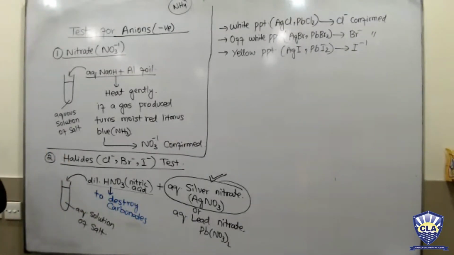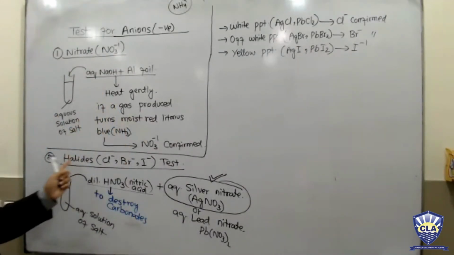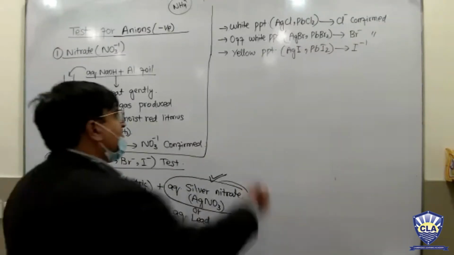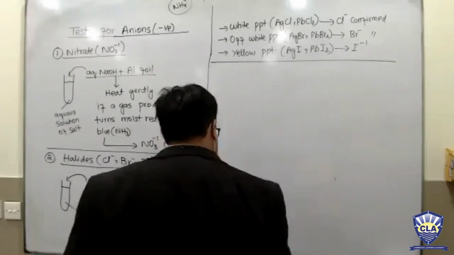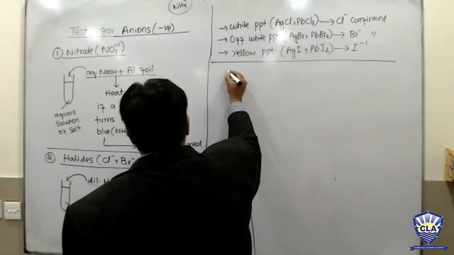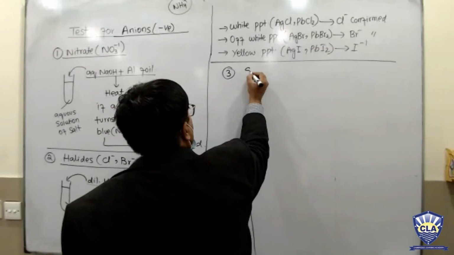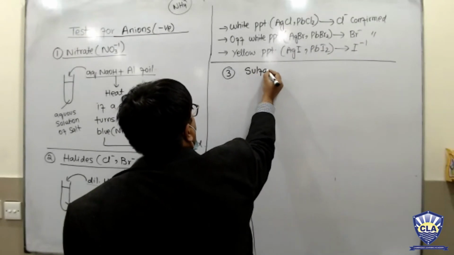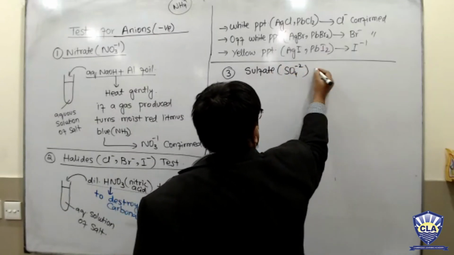Yes, sir. So up till now, we have done two tests for the anions: nitrate, and the second one, halide. So if this test is not being done, then what should you do? You should do your third test, and the third test is the sulfate, SO4 minus 2 test.